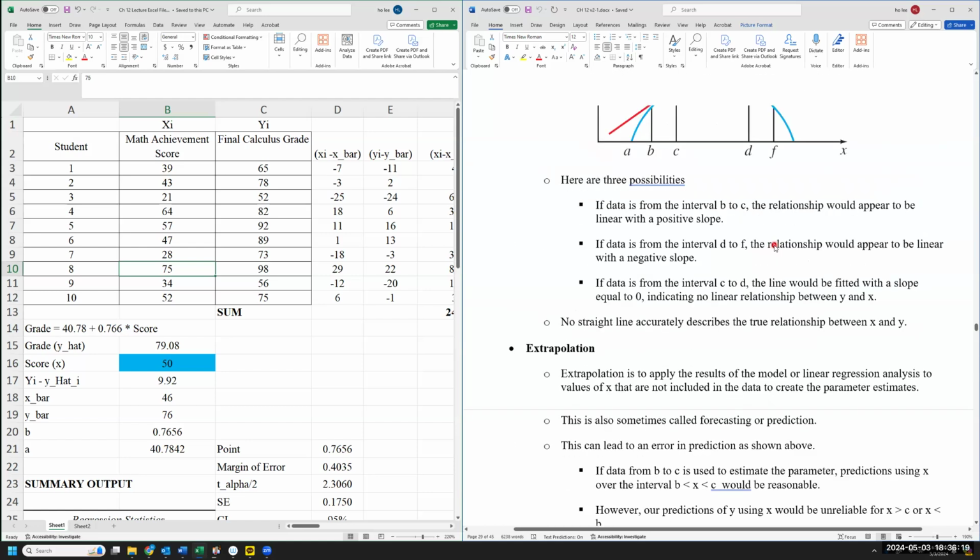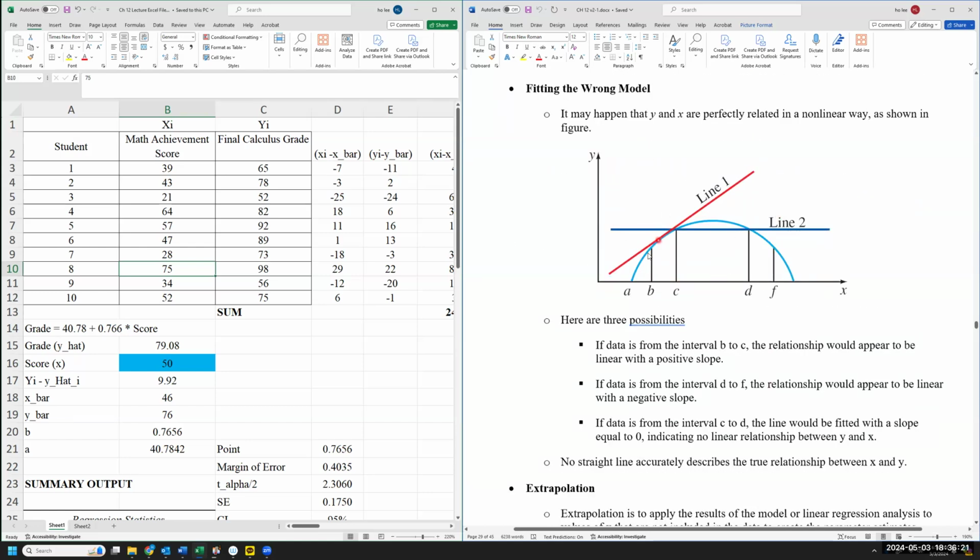Specifically, if we had this type of issue, we use data here to create this line, and we try to say, well, what if X was D? What would Y be? Well, if this is our estimated model, we would say Y would be all the way out here. But in fact, the true value of Y is down here. We would be off by a significant amount.